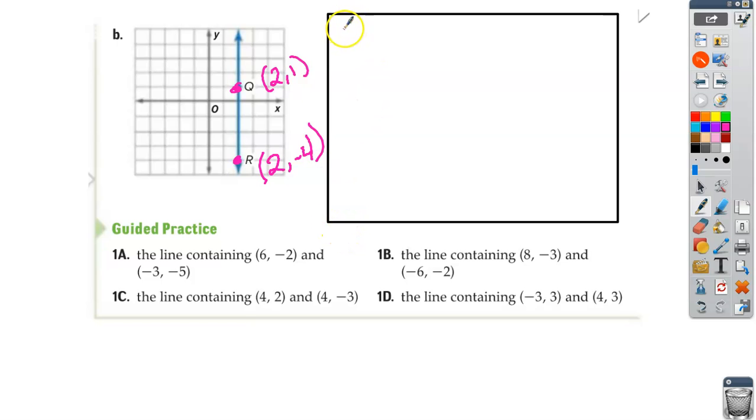So again, let's put our little key over here, x1, y1, x2, y2. My x1, let's make this one x1. My x1 is 2. My y1 is 1. From my first point, this will be x1, y1. And my x2 is going to be 2. My y2 will be -4.